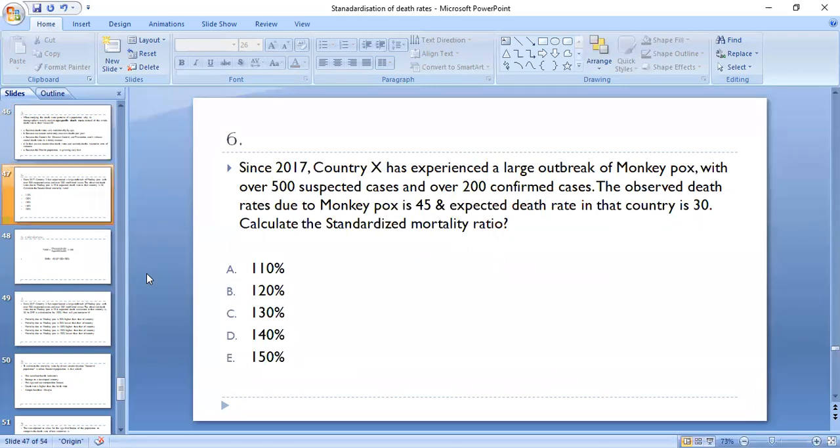The sixth MCQ is: since 2017, country X has experienced a large outbreak of monkeypox with over 500 suspected cases and over 200 confirmed cases. The observed death rate due to monkeypox is 45 and the expected death rate in that country is 30. Calculate the standardized mortality ratio.